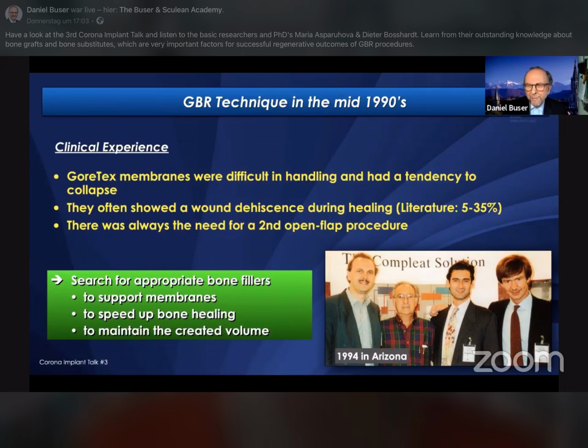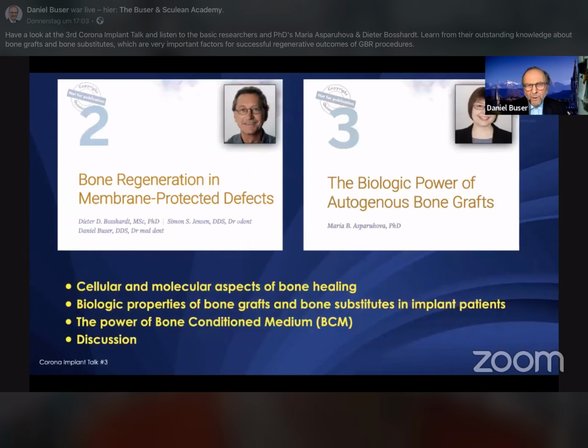We have made tremendous progress in our knowledge. And today we're going to share this knowledge with you because we have two of the top experts in that field, the basic researchers, Maria and Dieter. You see, they have both written a fantastic chapter in that book. You see chapter number 2, written by Dieter Bosshardt on bone regeneration in membrane-protected defects, and Maria on the biologic power of autogenous bone grafts. Both, of course, will be fully addressed in the next 60 minutes. We're going to have 3 small portions.